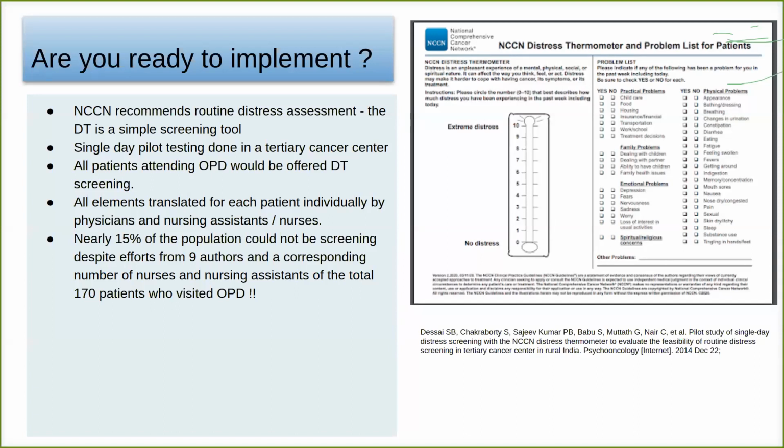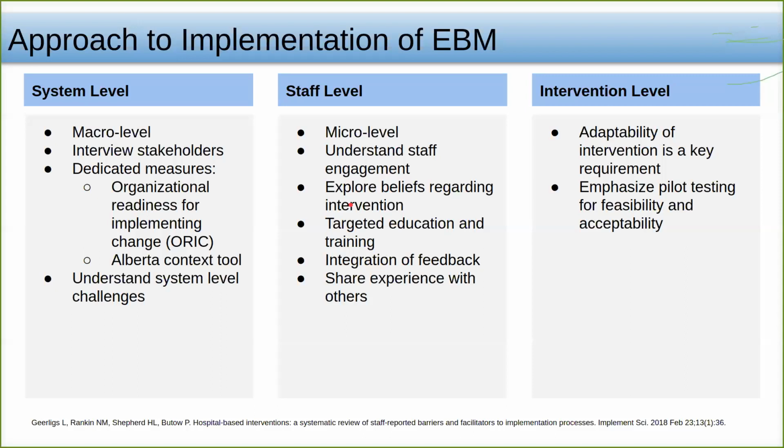Whenever you are trying to implement an evidence, you have to have a very good understanding of the resource limitations you are having. So the approach to implementation of evidence-based medicine starts from understanding what is your system, how should you manage your staff, and how should you adapt that intervention. Oftentimes, you cannot apply that intervention directly. You have to understand how you will adapt it.